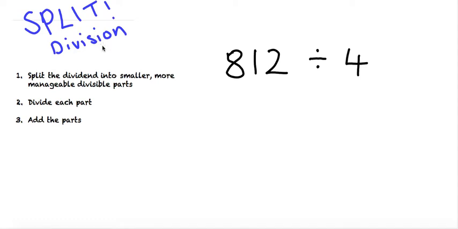So the split strategy for division is an efficient mental strategy that we can use to solve certain division problems. There are 3 steps. Step number 1, we need to split the dividend into smaller, more manageable, divisible parts. Step 2, divide each part. Step 3, add the parts.